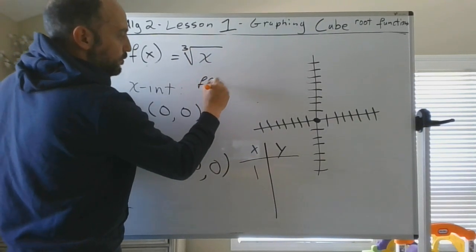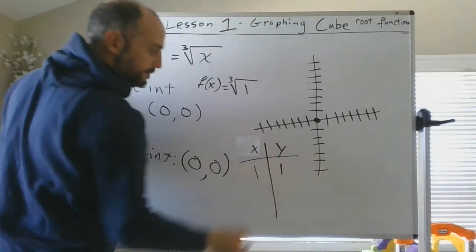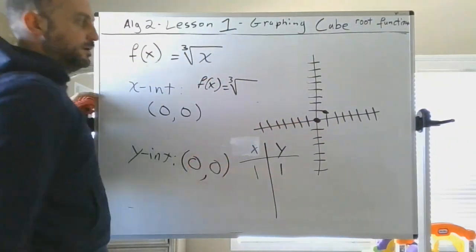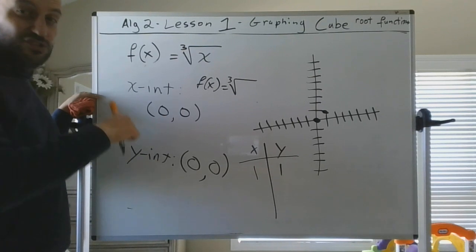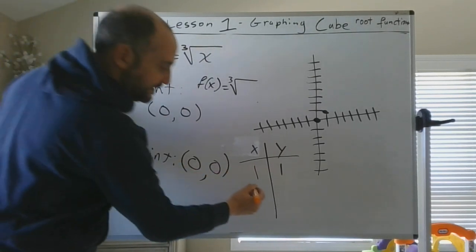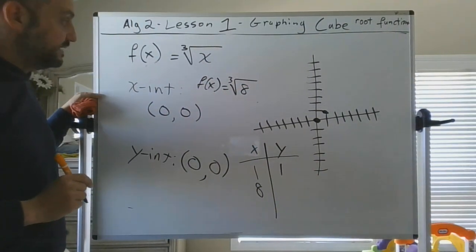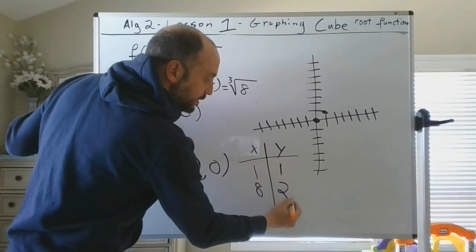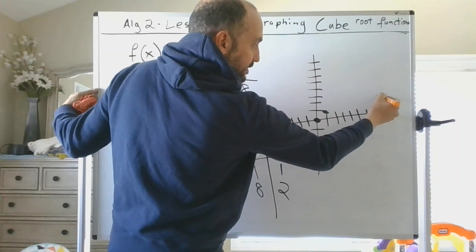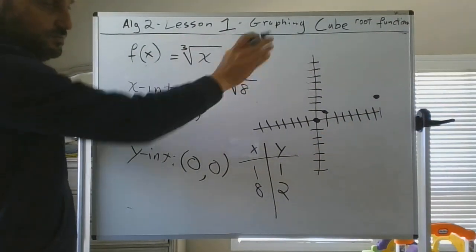So f of x, or y, is equal to the cube root of 1. What's the cube root of 1? 1. Cool, got it. 1, 1. Let's try another value now. What's another one that we know? And we did this just a while ago. I was showing you the perfect cubes. 8 is a good one because there is a perfect cube root of 8, and that is going to be 2. So I got 8, 2. 1, 2, 3, 4, 5, 6, 7, 8, and 2. It's not perfect, doesn't fit, but just do the best you can.